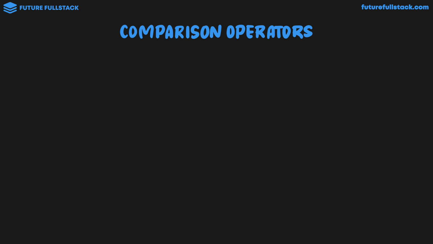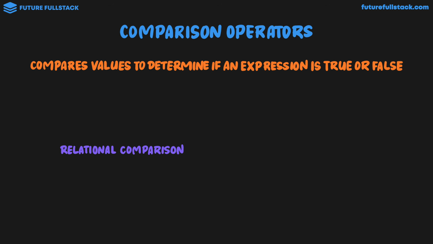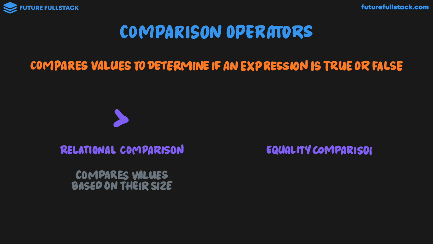So let's jump in. So what are comparison operators? Comparison operators compare values to determine if an expression is true or false. There's two kinds of comparison operators. The first is relational comparison, where we use things like the greater than symbol, and this compares values based on their size, to assess if values are bigger or less than each other. The second kind of comparison operator is equality comparison, where we use something like three equal signs. Equality comparisons are used to check if values are equal or not.